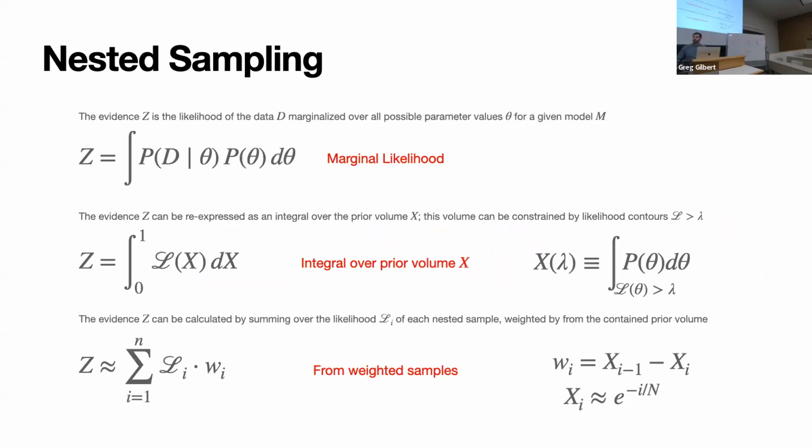Okay, so just a little bit on the math here, right? Earlier I said that the evidence you can think of as a normalizing factor in Bayes' theorem. It's sometimes called the marginal likelihood, because what you're doing is taking the likelihood multiplied by the prior and then integrating it over all possible values of your parameters, again for some implied model. So that's the evidence Z there. You can also express it as an integral over the prior volume.